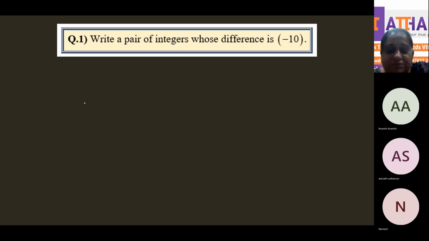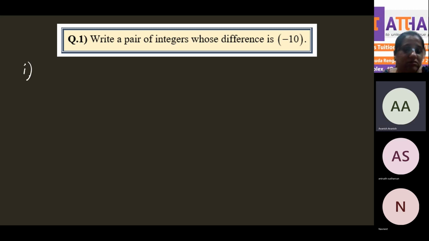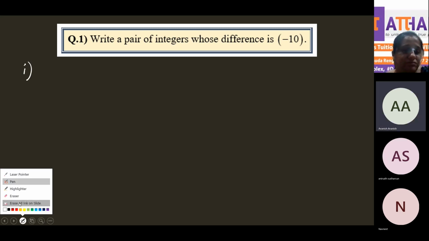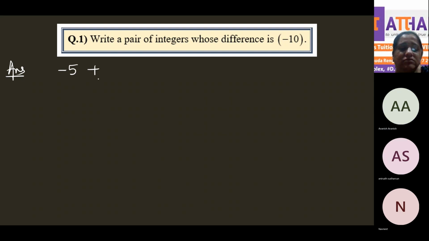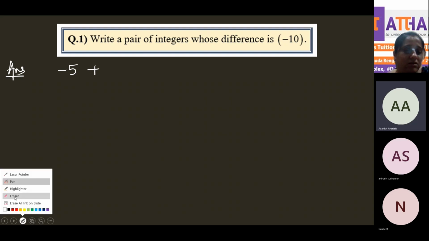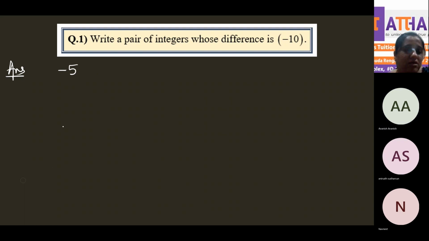Yes, boys. Each one of you give me an example. Write a pair of integers whose difference is -10. Yes, Avanish, tell me the first pair. -5 plus -5. But this is not a difference, you're saying plus. Ma'am, for subtraction, minus only. Okay, minus 5.